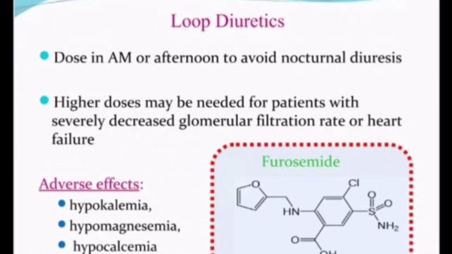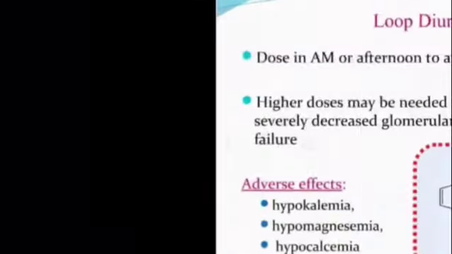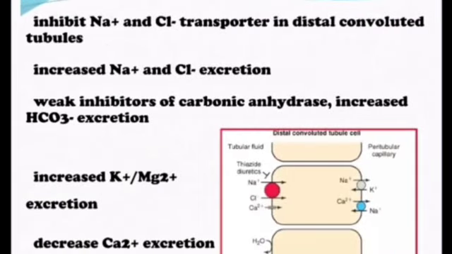The mechanism of furosemide is to inhibit the sodium, potassium and chloride transporter and increase the excretion of sodium and chloride. Next, weak inhibitors of carbonic anhydrase increase secretions. They increase potassium and magnesium secretions and also decrease calcium secretions. These are the mechanisms of the loop diuretics.